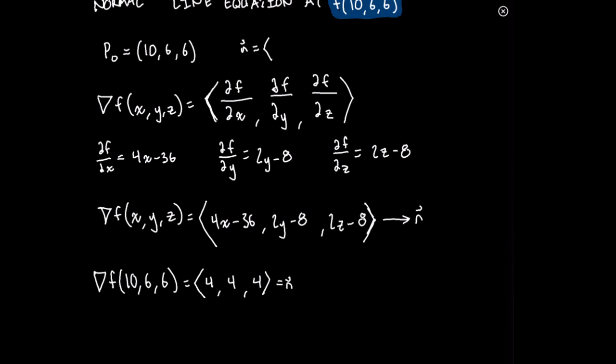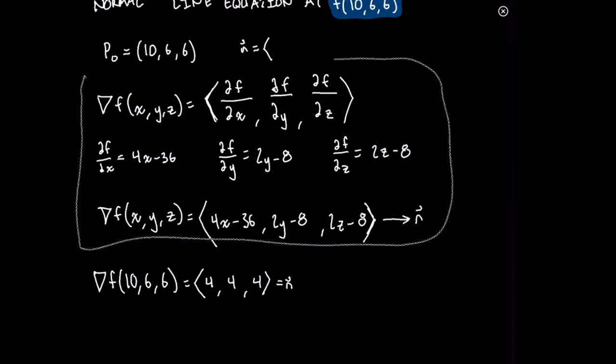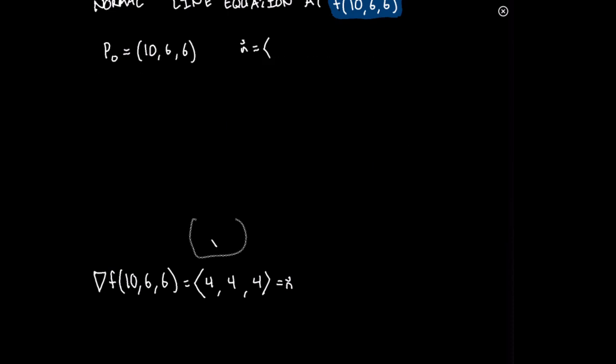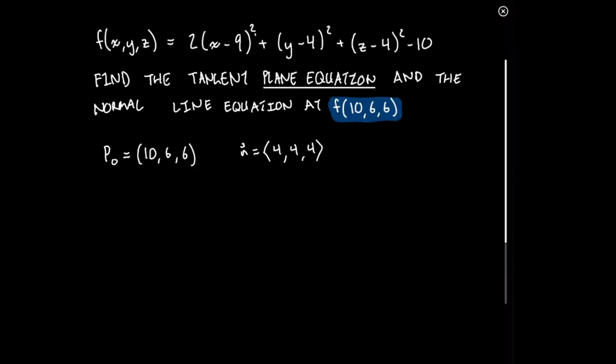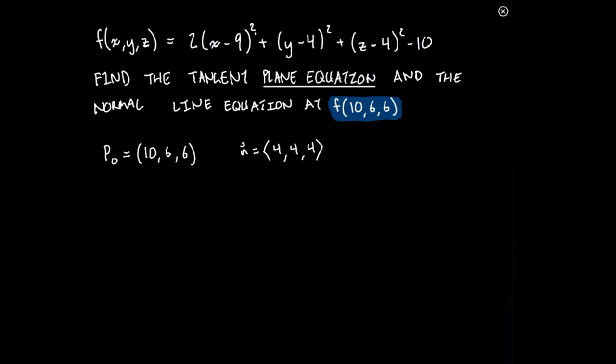Okay, so let's take this and bring it up top here. So the normal vector is 4, 4, 4. Great. And then get rid of all this. Let's go back to our problem. Okay, so find the tangent plane equation. So we have the normal vector and the point, so we can go ahead and write that equation.